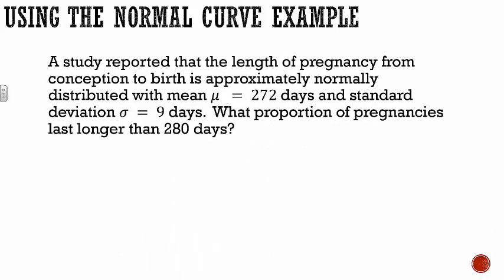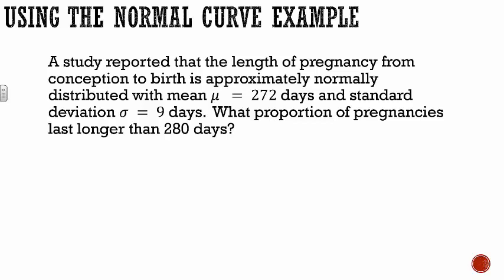Here's another example. A study reported that the length of pregnancy from conception to birth is approximately normal, with a mean of 272 days and a standard deviation of 9 days. What proportion of pregnancies last longer than 280 days? Now again, they told us in this problem that it was normally distributed. So that tells us that we can use the normal CDF button in our calculator. Well, 280 days would be my lower bound. Since I want longer than that, it would be 280 to infinity.